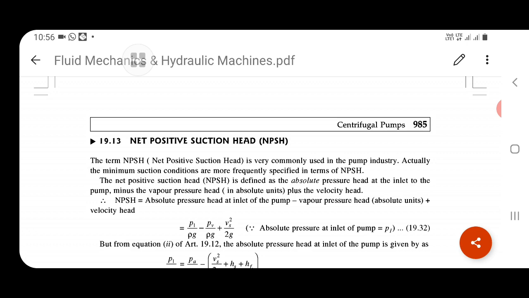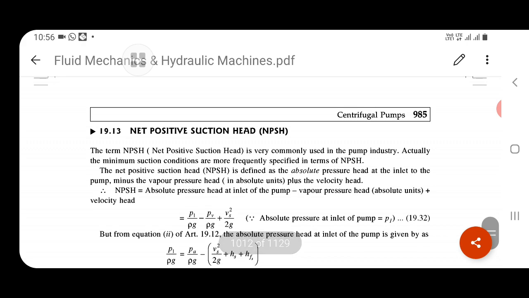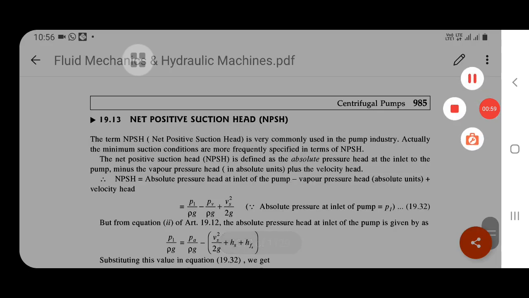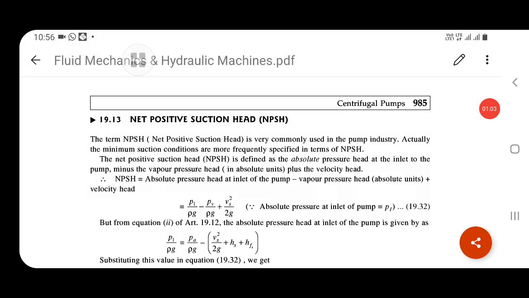It is commonly used in the pump industry. Actually, the minimum suction condition is more frequently specified in terms of NPSH. The net positive suction head is defined as the absolute pressure head at the inlet to the pump minus the vapor head. So write down first, net positive suction head.